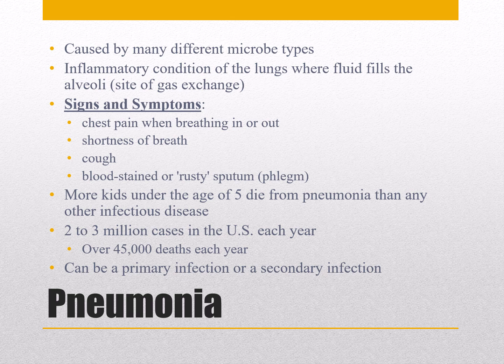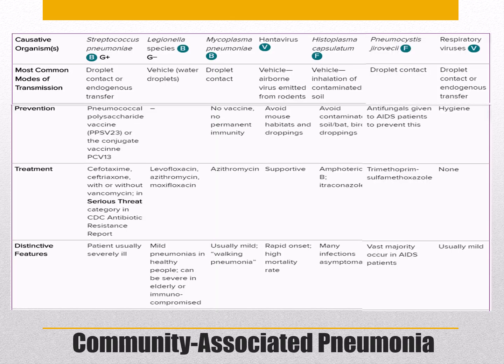And there is just a little bit more I want you to know about it on the next slide. There are two categories of pneumonia that you do need to know. Community-associated pneumonia, which is going to be you're just living your life and then something gets in your lungs and it causes pneumonia.